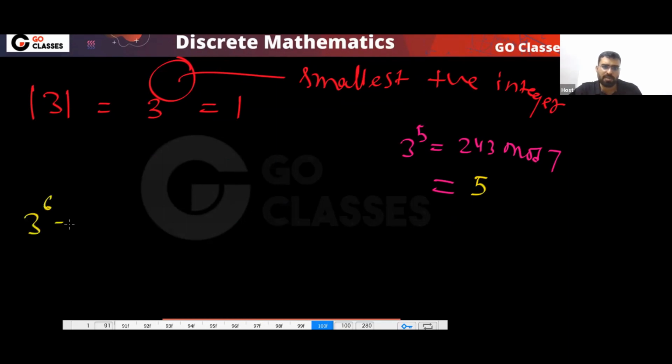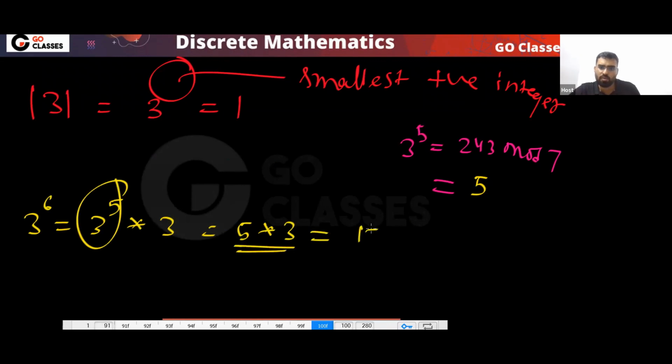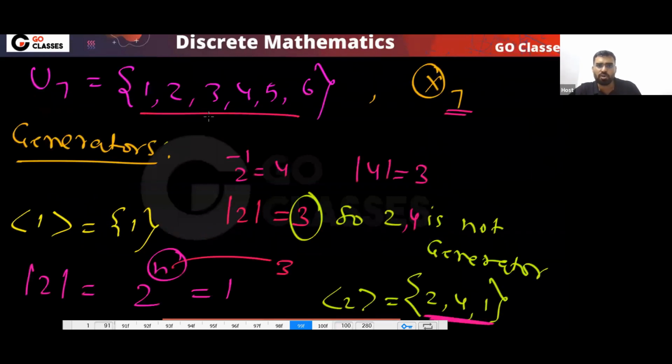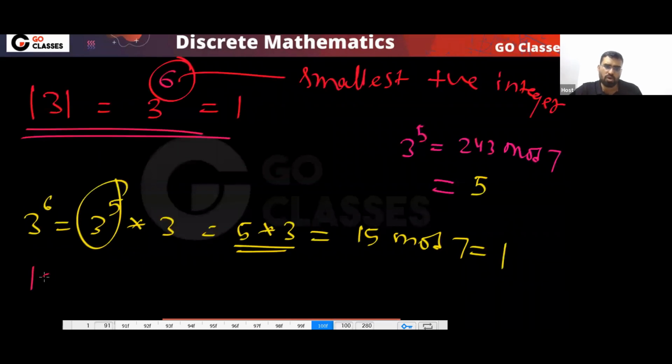So what will be 3 power 6? That will be 3 power 5 multiplied by 3. 3 power 5 is 5. So 5 times 3, that will be 15 mod 7. And that will be 1. So the order of 3 is actually 6. The smallest value. So there are 6 elements, and you can notice only 6 elements. So the order of 3 is 6.